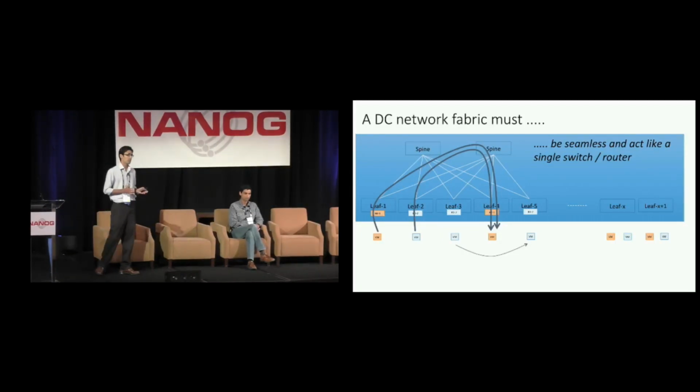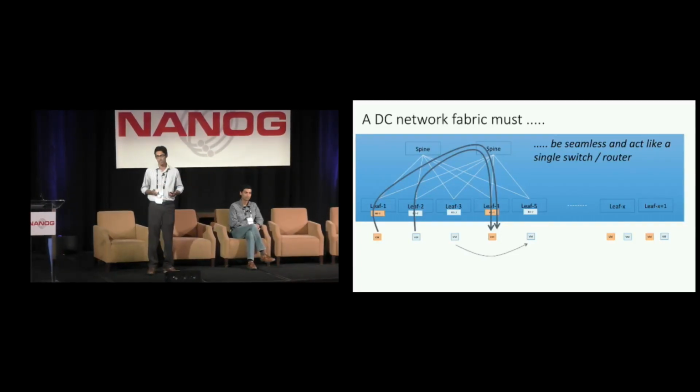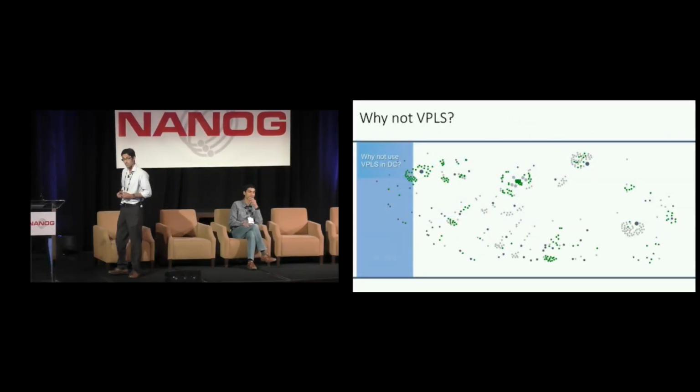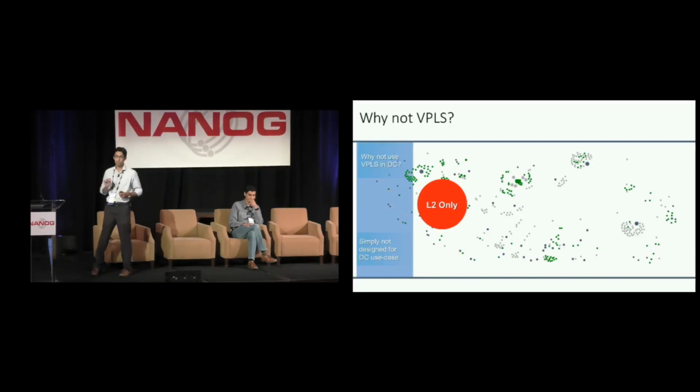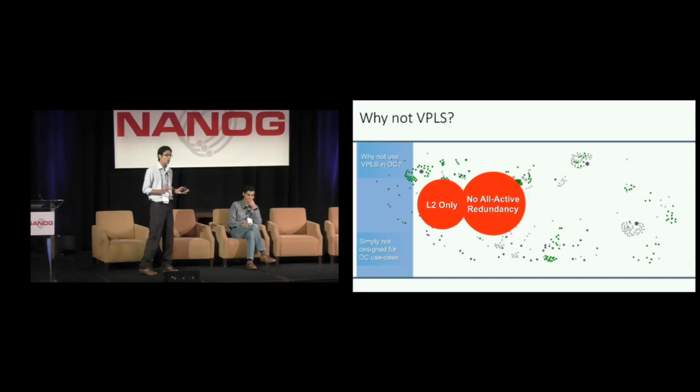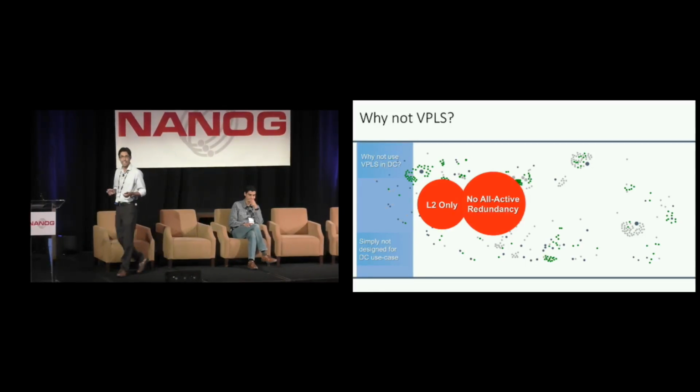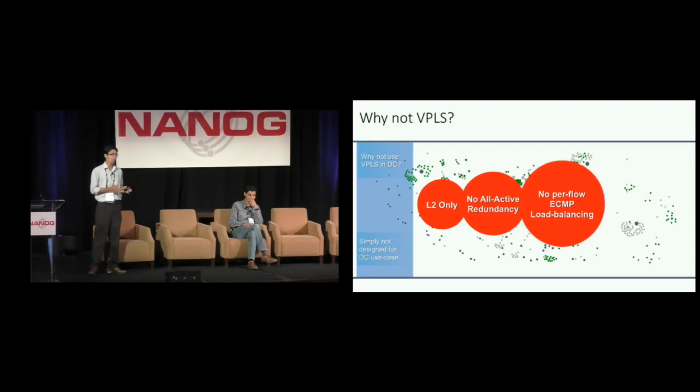But there might be a question: why can we not achieve all those objectives with existing technology, like VPLS? First of all, VPLS is a layer 2 technology only. You cannot achieve the unified control plane across multiple domains, which is very critical for your operational simplicity. VPLS does not support all-active multi-homing, which means you cannot get deeper flow ECMP load balancing.